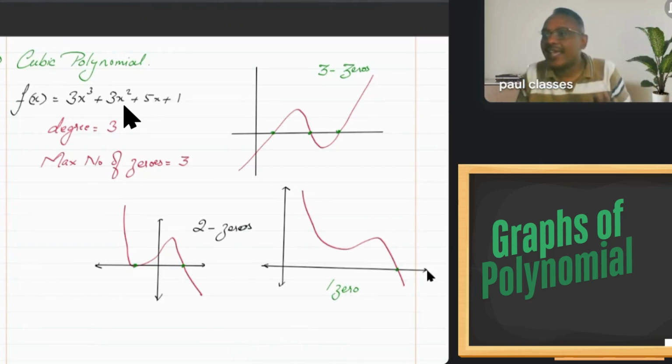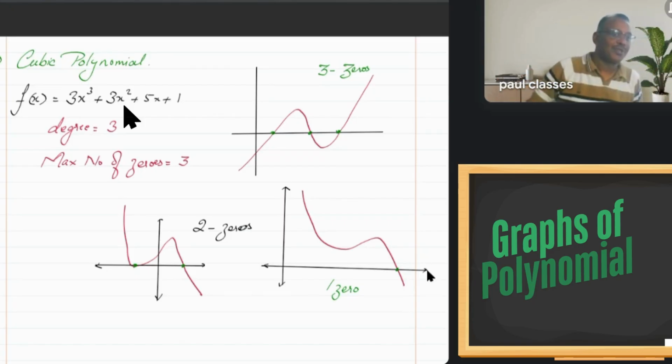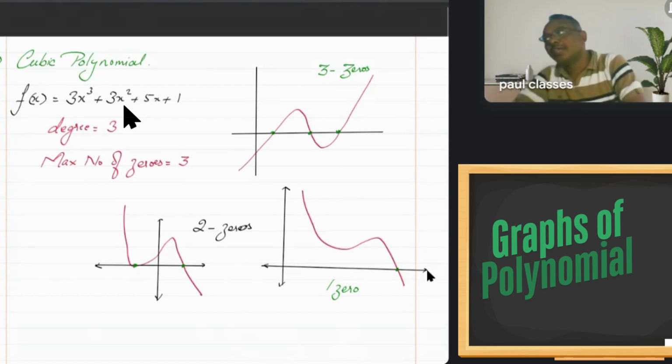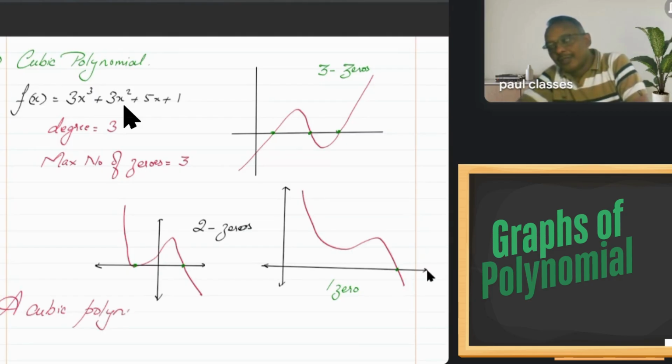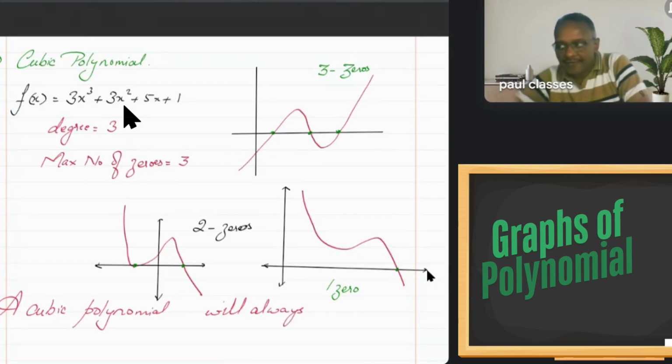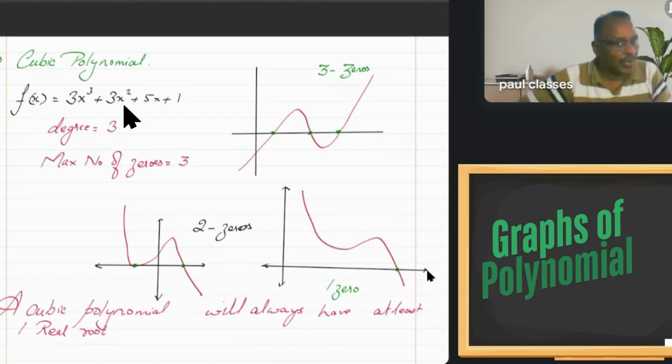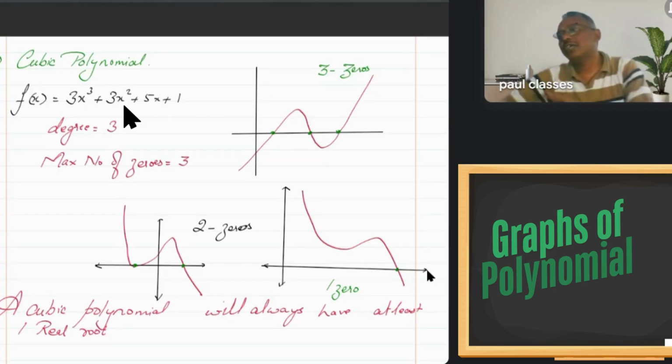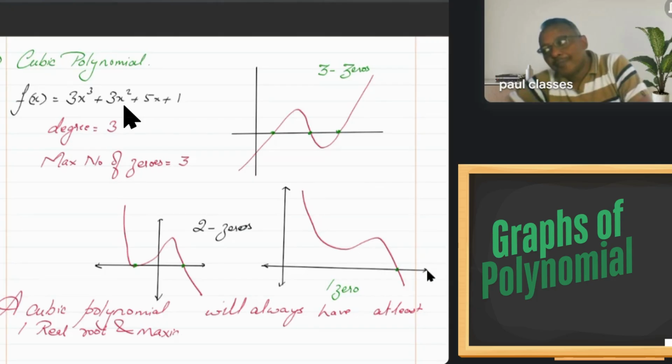But there can never ever be a case when there are no zeros at all. A cubic polynomial will always have at least one real root. One real zero has to be there; you will not be able to draw a graph with no zeros at all. And maximum, how many can there be? What will the maximum number of zeros be? 3.